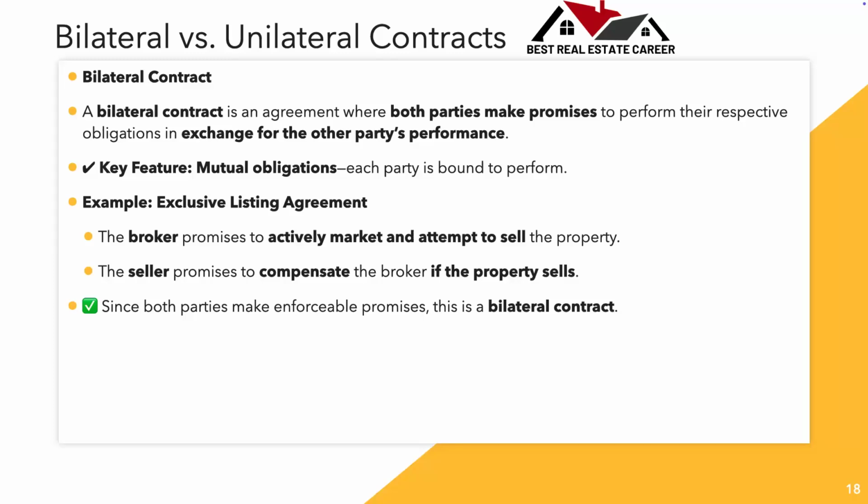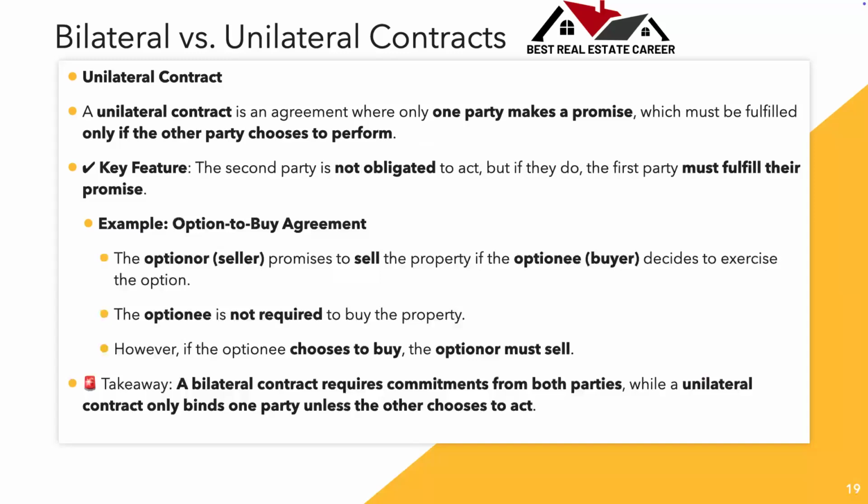They're going to try to sell the property, and if they are successful, the seller promises to compensate the broker. Hey, if you find me a ready and willing buyer that performs, I will pay you. That's a promise for a promise. We have a bilateral contract. Since both parties make enforceable promises, this is bilateral. Which brings us to the other side of things.